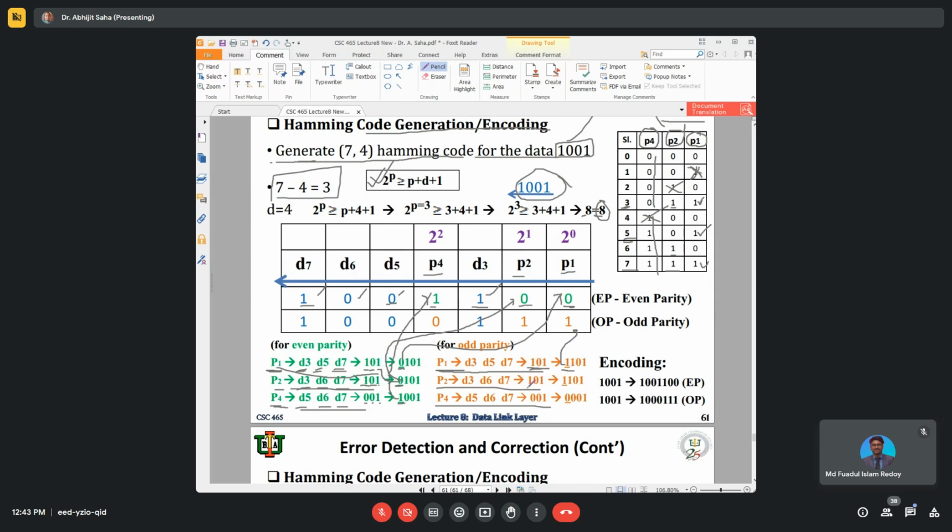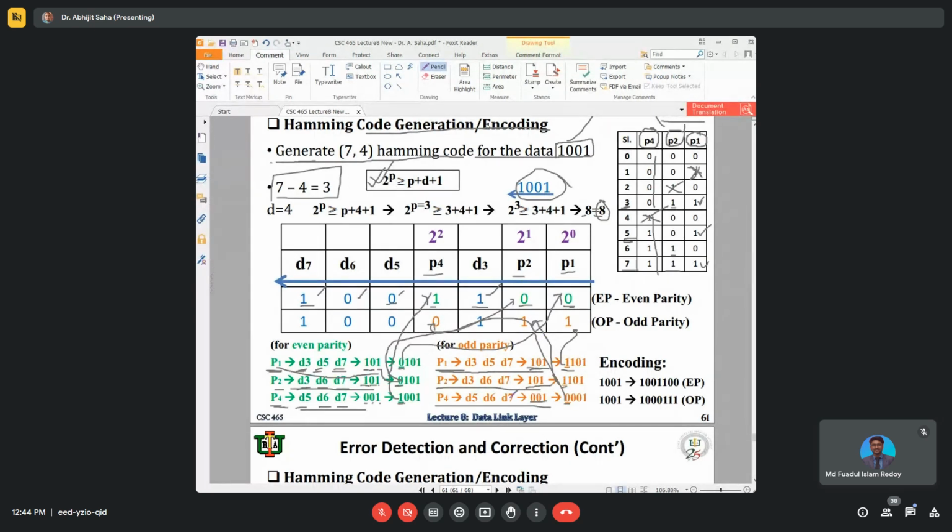So here you have got 101, which is already an even number of 1s, so you have to make it odd. That's why you add 1, so the second one is going to be 1. And the third one is 001, which is already odd, so you add 0. So your P4 is going to be 0. Do you understand? Yes sir.